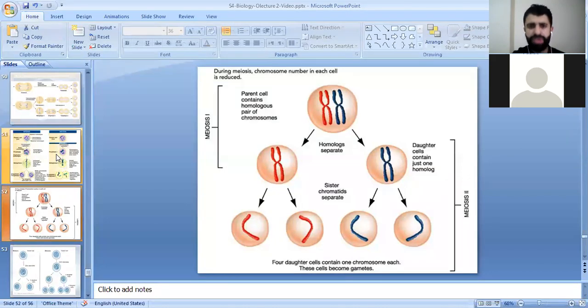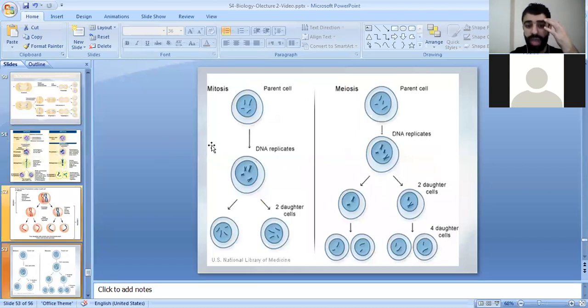So here, during meiosis, the chromosome number in each cell is reduced. During meiosis 1, it's reduced. That's why it's called reduction. Meiosis 2 is called equational, so it's going to be equal. All the daughter cells have the same number. So here, 4 daughter cells contain 1 chromosome each. These cells will become the gametes. That's why meiosis 2 is called equational, because we have an equal number of chromosomes in each cell. This is the same figure. In mitosis, we have 2 daughter cells at the end, while in meiosis, we have 4 daughter cells.